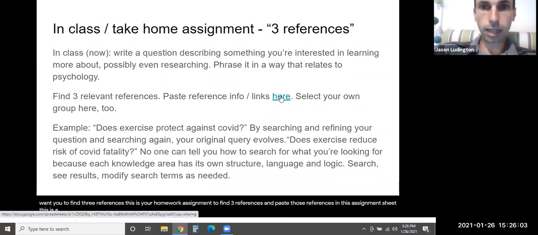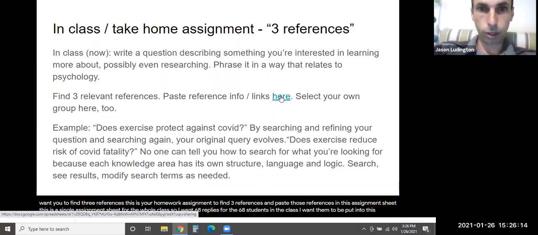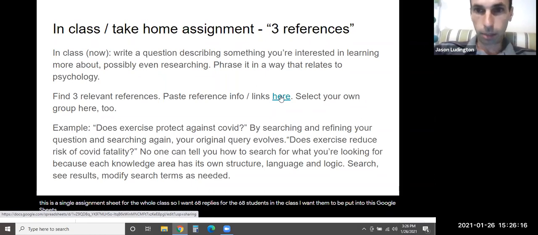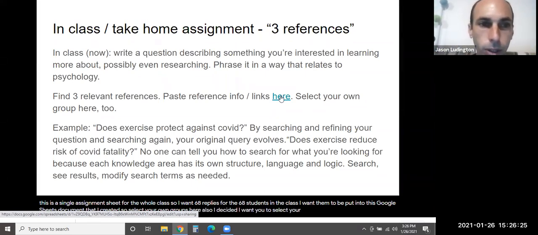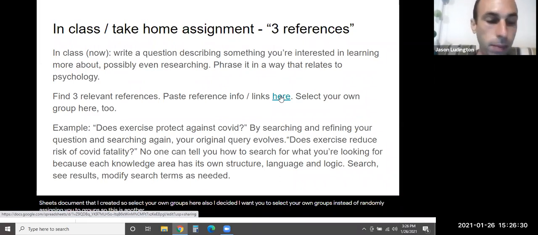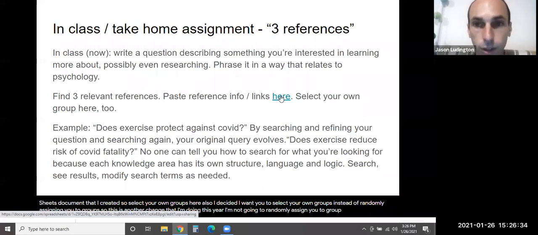This is a single assignment sheet for the whole class. So I want 68 replies for the 68 students in the class. I want them to be put into this Google Sheets document that I created. So select your own groups here also. I decided I want you to select your own groups instead of randomly assigning you to groups. So this is another change that I'm doing this year. I'm not going to randomly assign you to groups after all.